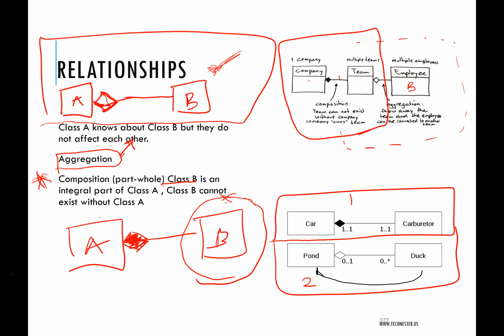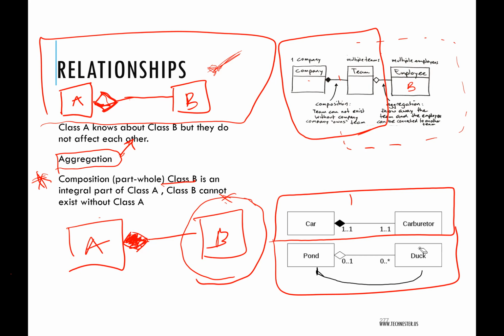Okay. So what then about 2? Someone else? Okay. That one would be considered aggregation, because the pond can exist on its own, and so can the dock. So if the pond is not available, that doesn't mean that the dock is going to go into extinction, and vice versa.